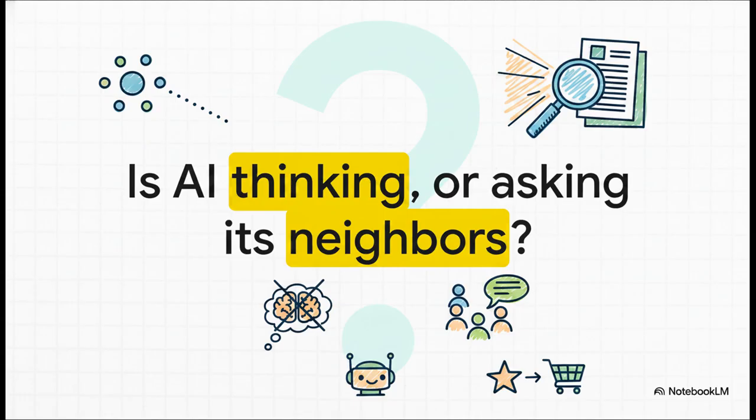Which leaves us with this final thought. The next time an AI instantly recommends the perfect article or the exact right product, ask yourself, is the machine really thinking in some complex, abstract way? Or is it simply doing what this beautiful, parameter-free algorithm has done for decades, just looking around the room and asking its nearest neighbors?